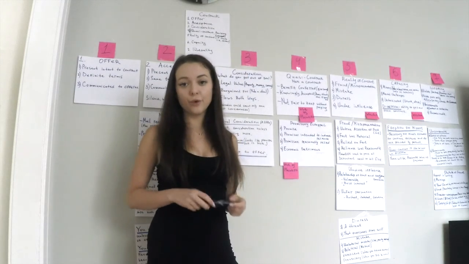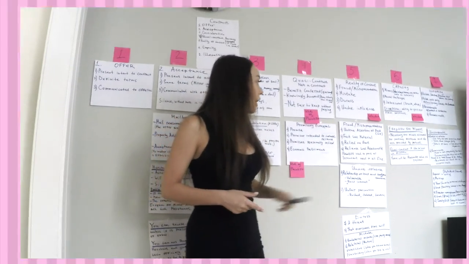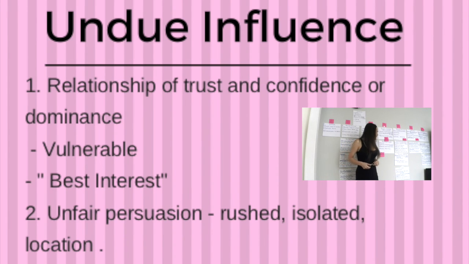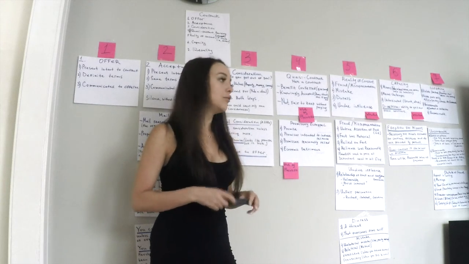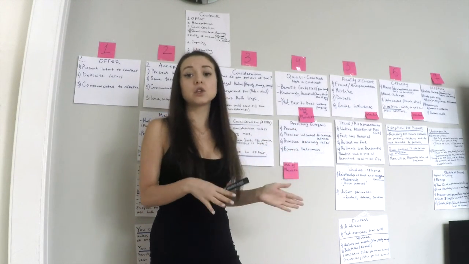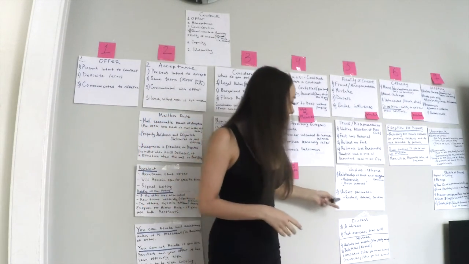Let's talk about undue influence, the fourth element of the reality of consent. Undue influence has two elements. First, a relationship of trust and confidence or dominance, which means that you knew about the person being vulnerable, having some weaknesses, and it was in your best interest to provide that service or to make that person sign that contract. And second, unfair persuasion, which means that if you are signing the contract in a rush, or someone put you in a location where you don't feel comfortable, that's unfair persuasion.